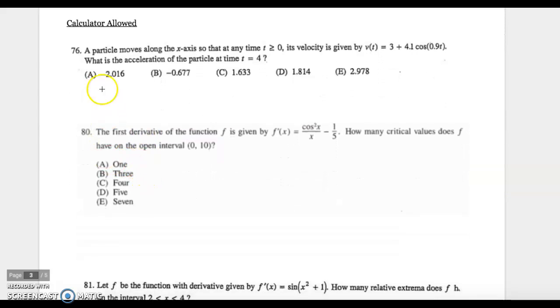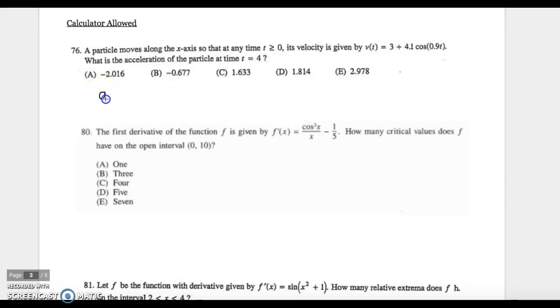Okay, these ones are calculator problems, and so it might be handy to have that out or nearby. So here we go. We have a particle moving along the x-axis so that at any time greater than or equal to 0, its velocity is given by this velocity function. And we want to know what the acceleration of the particle at time t equals 4 is. So let's go ahead and find our acceleration function first.